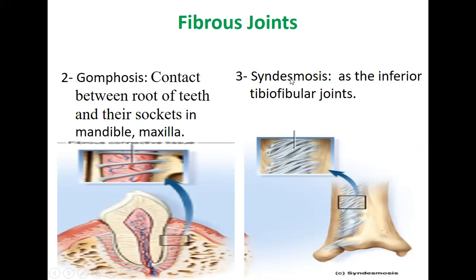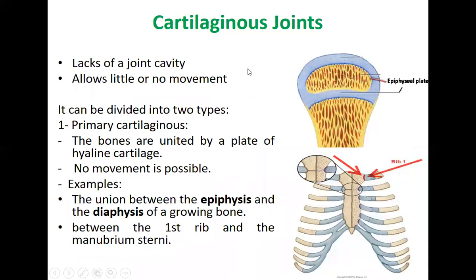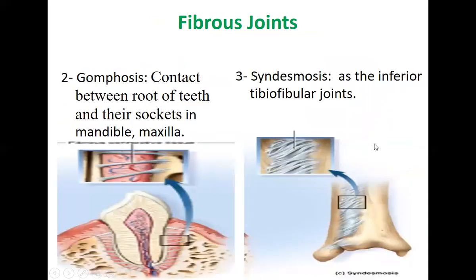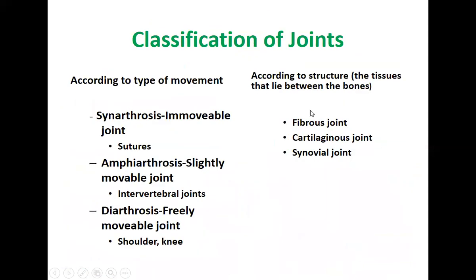Then the third type is the syndesmosis, as in the inferior tibiofibular joint. We have seen today there are two bones within the leg, tibia and fibula. These two bones are fused together by a type of joint called the syndesmosis. Similarly, between the radius and ulna, there is also this type of joint. So this is the first type of joint, called the fibrous joint.